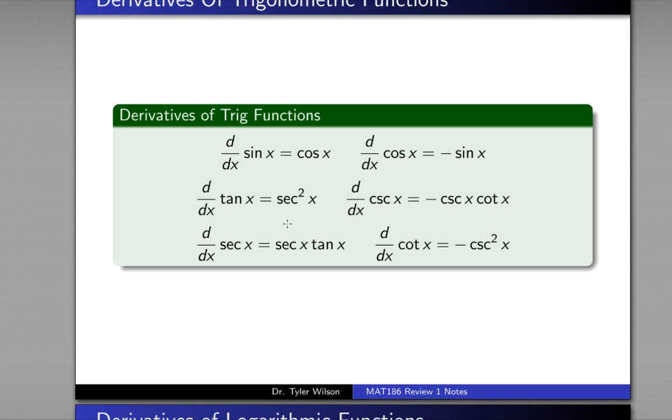Derivative of the trig functions, these are all things that you need to memorize. Derivative of sine x is cos x. Derivative of cos x is negative sine x. Derivative of tan x is secant squared x, and so on. So these are just a whole bunch of things that you need to memorize, and perhaps you already have from high school. So these are just all the derivatives of trig functions.